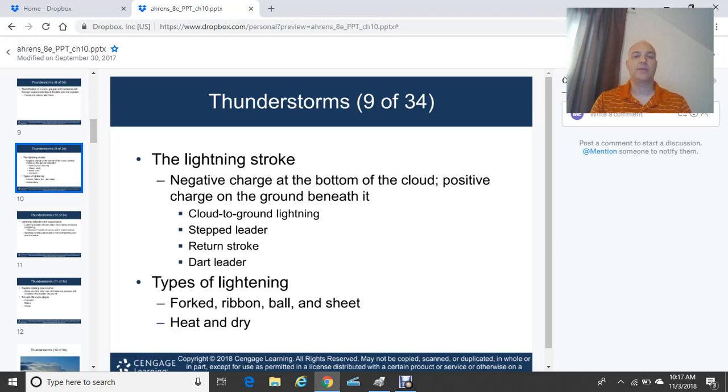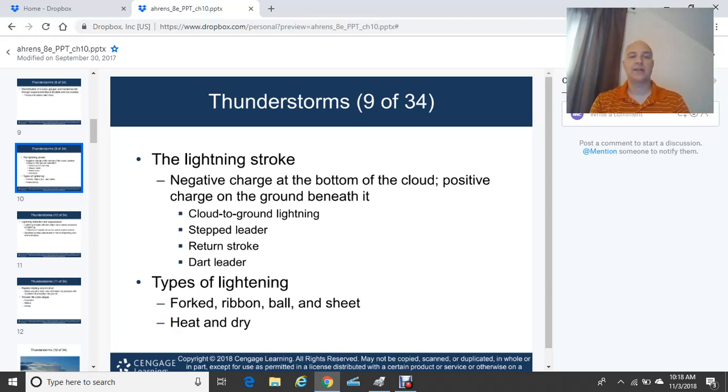Now, types of lightning. There are numerous types of lightning. There are fork lightning, ribbon lightning, ball lightning, and sheet lightning. There's also heat and dry lightning. Okay, so fork lightning is exactly that. It resembles where you look in the sky and you see multiple flashes or branches off of one main lightning stroke. That's a fork lightning.